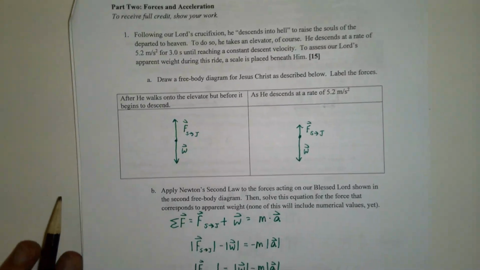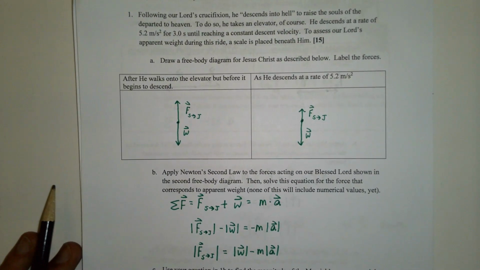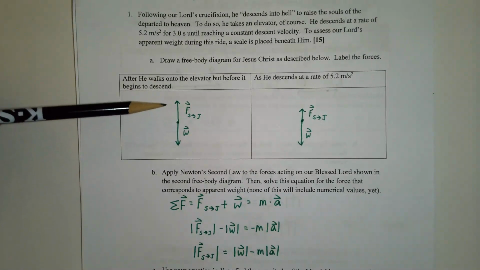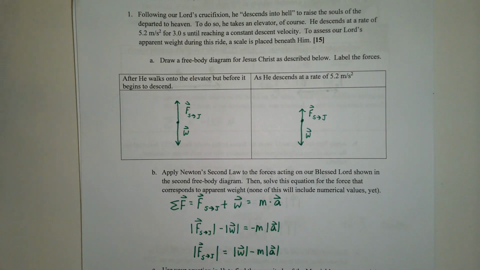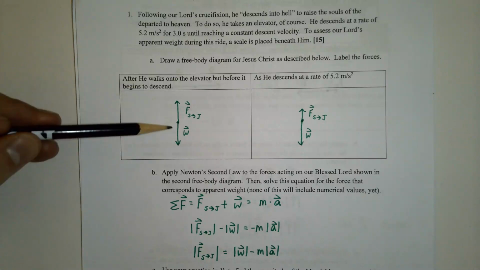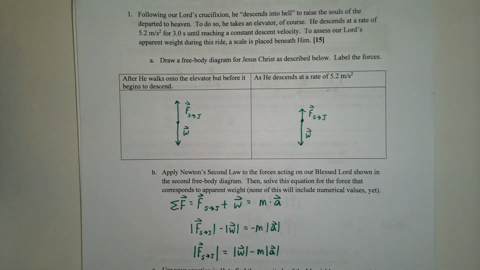For our Lord's crucifixion, following his crucifixion and his descent into hell, immediately before he descends into hell and he's just standing on the elevator, he's in equilibrium because he's not accelerating. So these two force vectors that are acting on him, the force of the scale on our Lord and the weight of our Lord, are equivalent to each other, resulting in a 0 net force and a 0 acceleration.